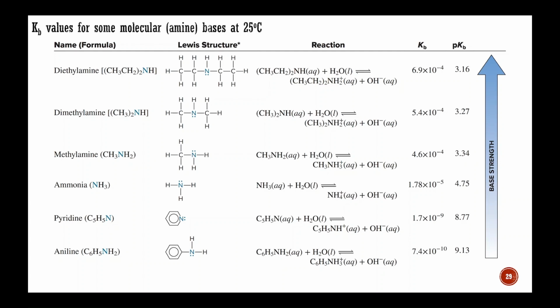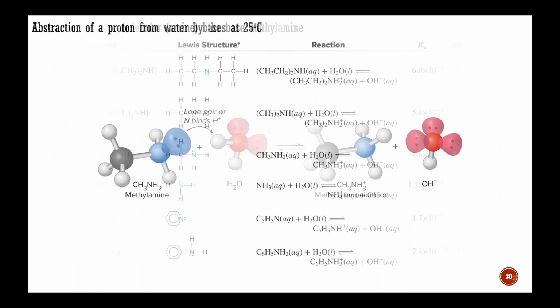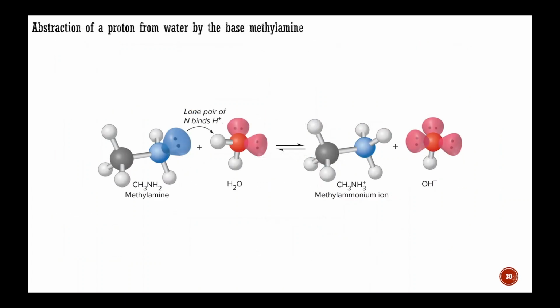Note that the ability of these substances to act as bases arises from the lone pair of electrons on the nitrogen atom. This lone pair allows the compound to accept a proton, which is what makes it a Bronsted base. In the instance of the weak base methylamine, this process is schematically represented here.